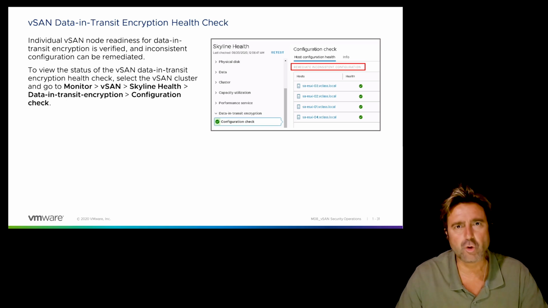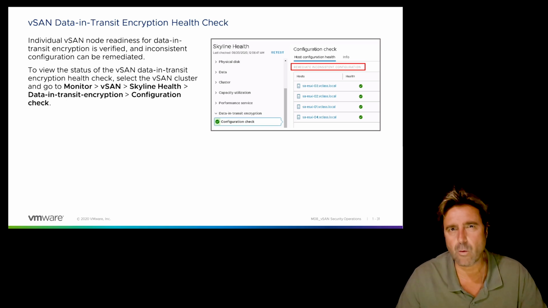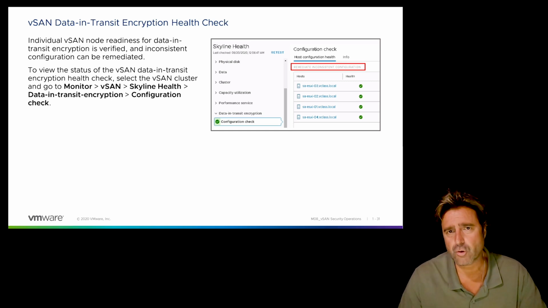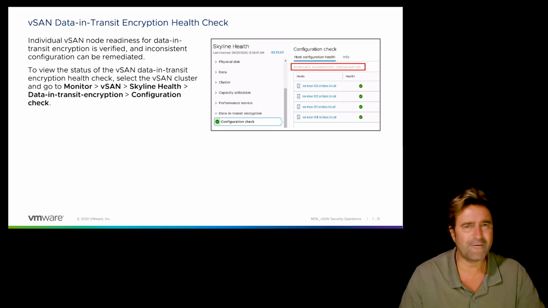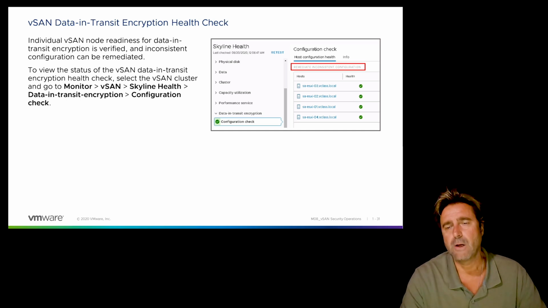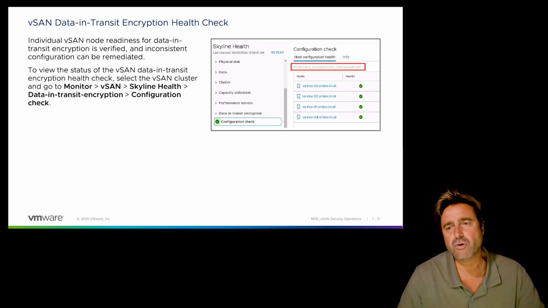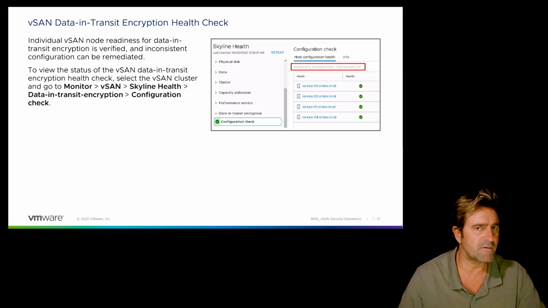And if you need to troubleshoot encryption, remember, your best friend is always going to be Skyline Health. Now, if you select your cluster and you go to Skyline Health, in 7.0 Update 1, you have a whole section for data in transit encryption. And if you take a look, if you have a problem, notice you have a choice that in this case is grayed out. And that is a choice called remediate inconsistent configurations.